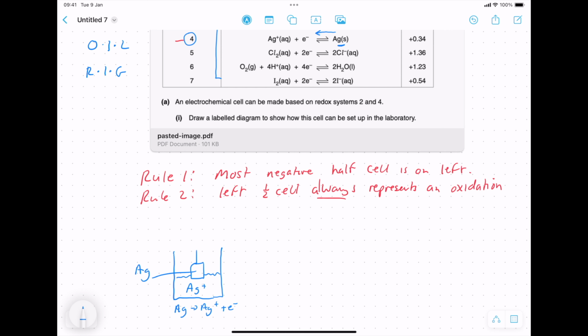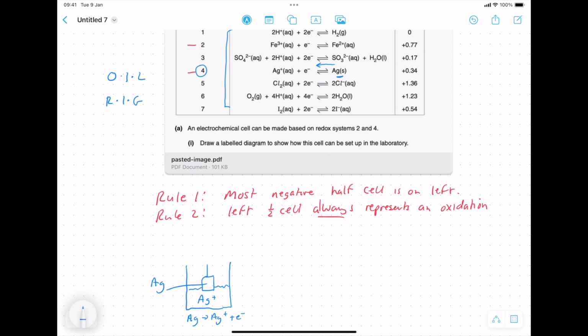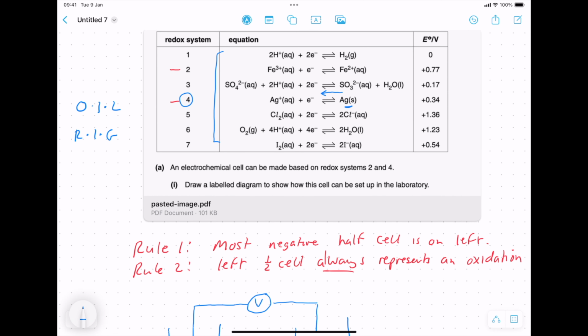The electrons are being generated in this half cell, the left one, because it represents an oxidation. So the electrons flow up the wire along to the other half cell, pass through a voltmeter, and then into this half cell on the right. The one on the right, let's zoom in, is this one, and that stays as it is. So Fe3+ is going to be reduced to Fe2+.